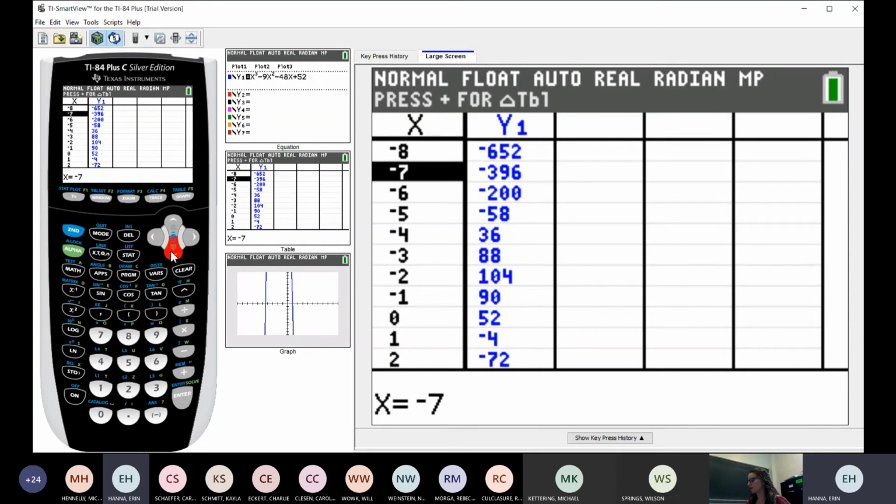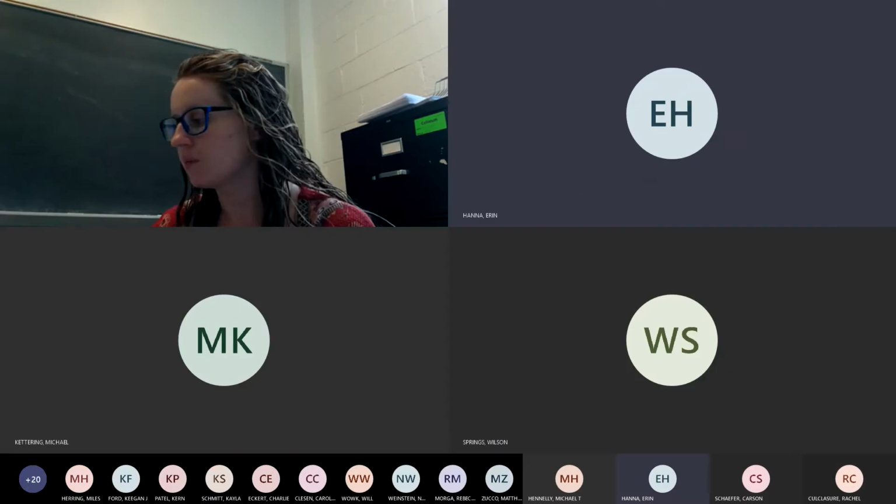I will say if you ever want to use this, this isn't as useful for something like getting up to 200 because you have to scroll all the way up and then you have to scroll all the way back. But for things that are relatively close to 0, it's pretty nifty. So your calculator can do that if you didn't know that. But anyway.